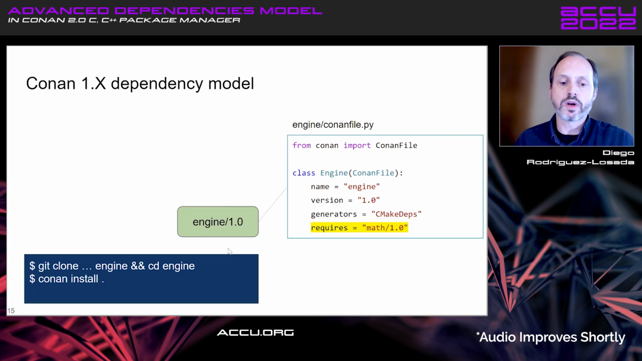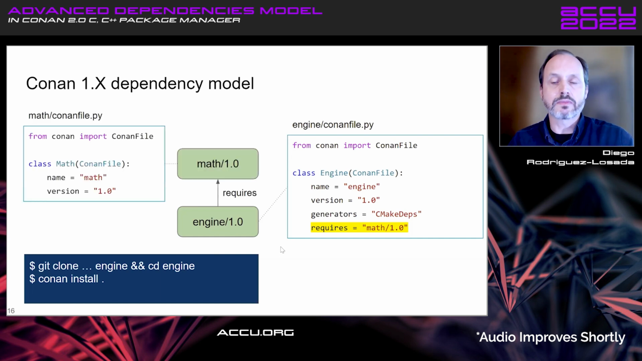So when someone clones the engine library repository and it contains the conanfile and they issue a conan install command, what happens is Conan will go and check the conanfile from engine. It will find the requires to math and then say, okay, I need math 1.0. It will go to the Conan cache. It will go to the servers, fetch that math 1.0 package, and it will find there the conanfile for the math package. It will check again. Okay, no requires. Stop. This is my dependency graph.